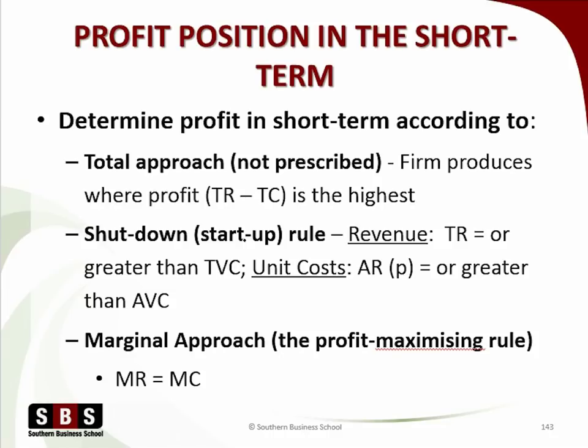Okay, as you can see there, this is not prescribed. Total approach, but you need to know when a business will shut down. It's all about the total revenue and the total cost. It's simple. If your total cost exceeds your total revenue, you'll shut down, and vice versa. And then the marginal approach: the profit maximizing rule is that the marginal revenue must at least be equal to the marginal cost. Then a business will carry on, but as soon as your marginal revenue becomes smaller than your marginal cost, it will shut down.